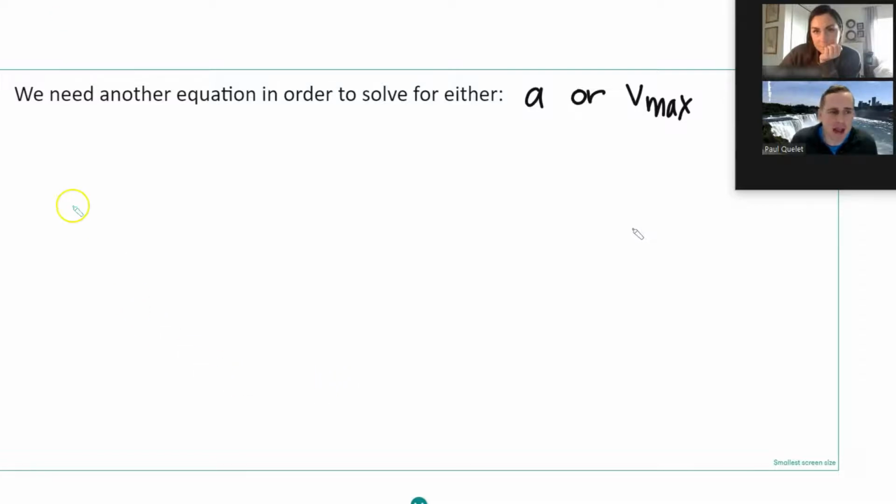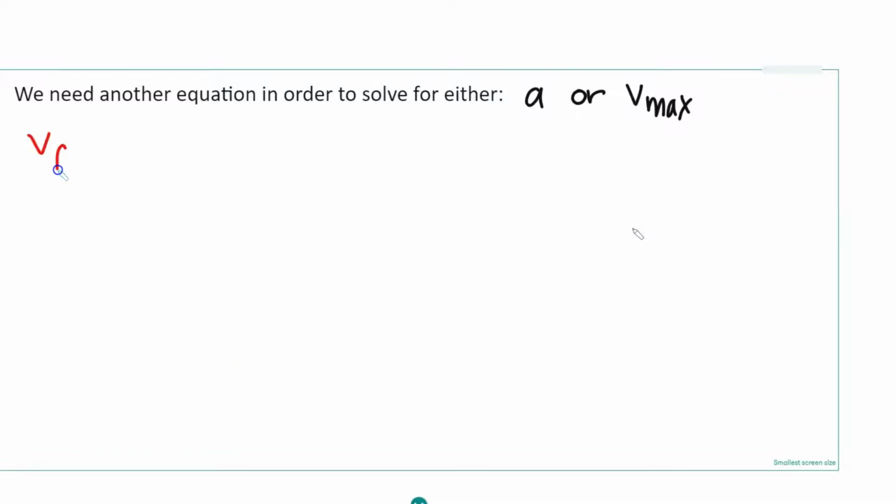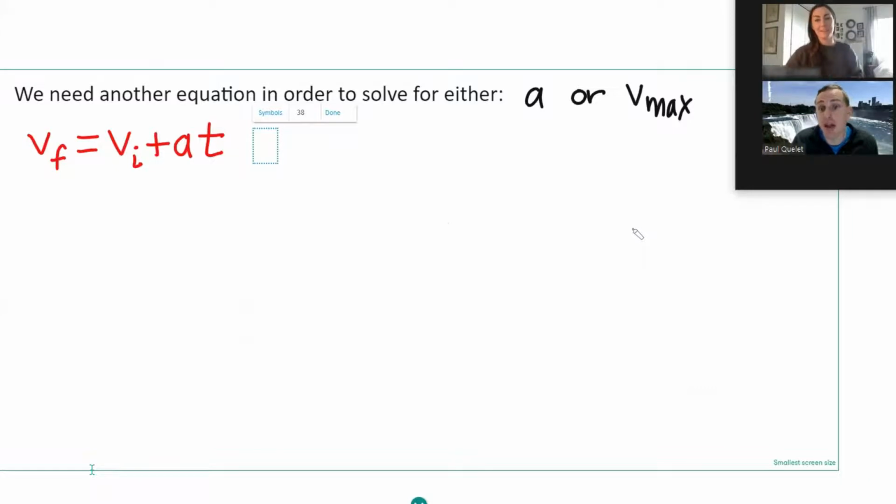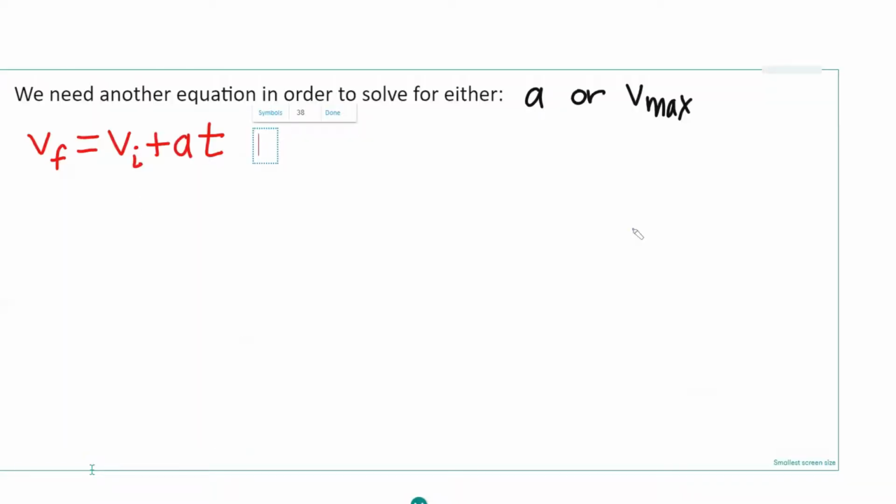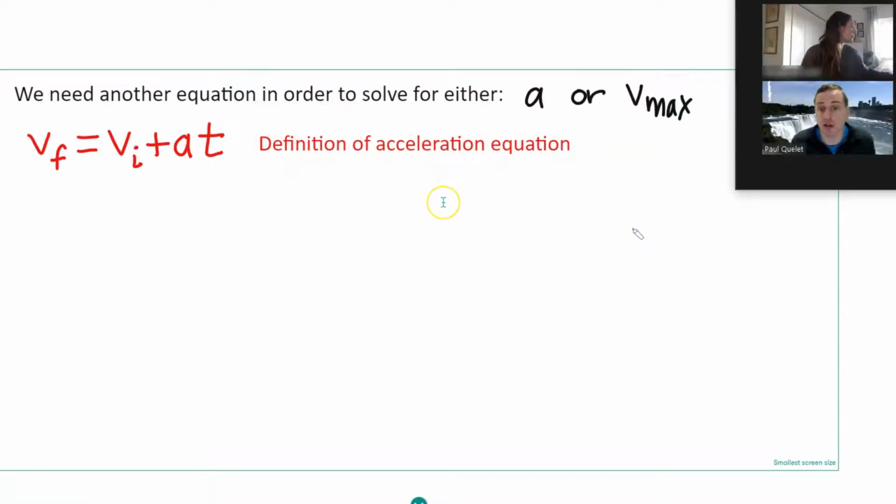There's another kinematic equation that says V final is equal to what? V initial plus AT. Does that look familiar? Okay, no worries, that's why they're in your notes, and we'll talk about them. This is often called the definition of acceleration equation.